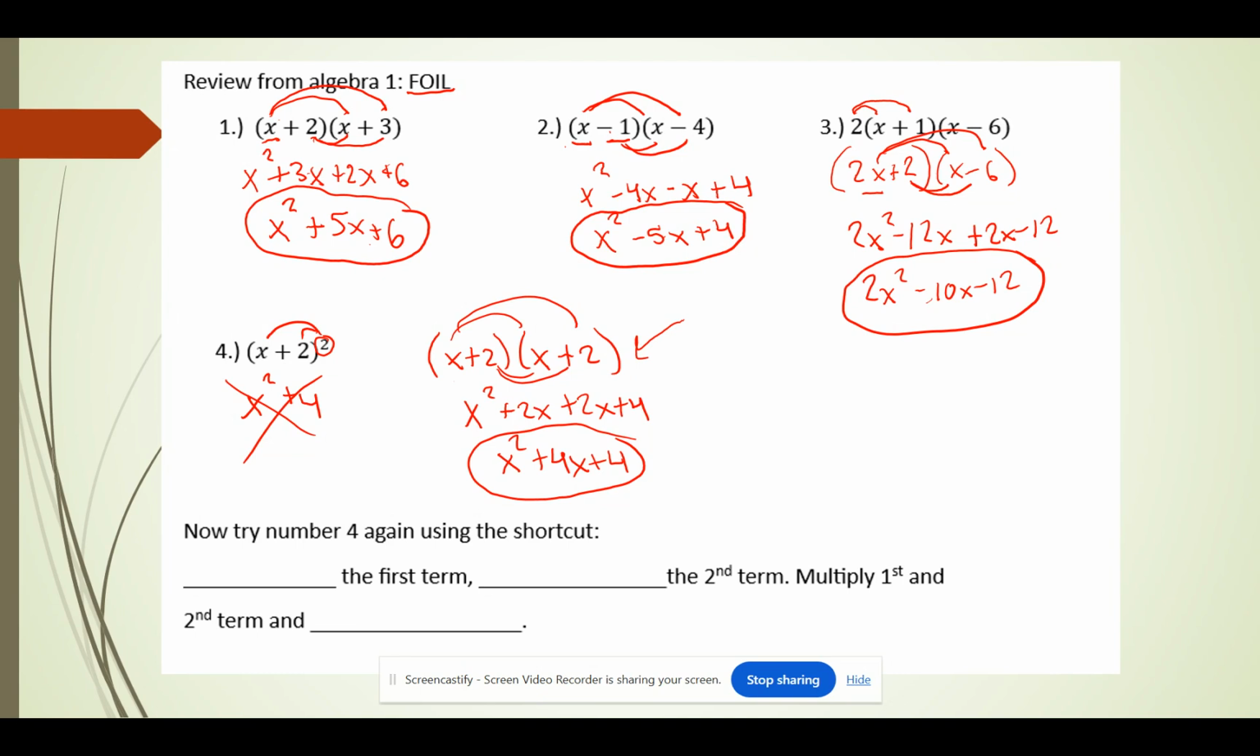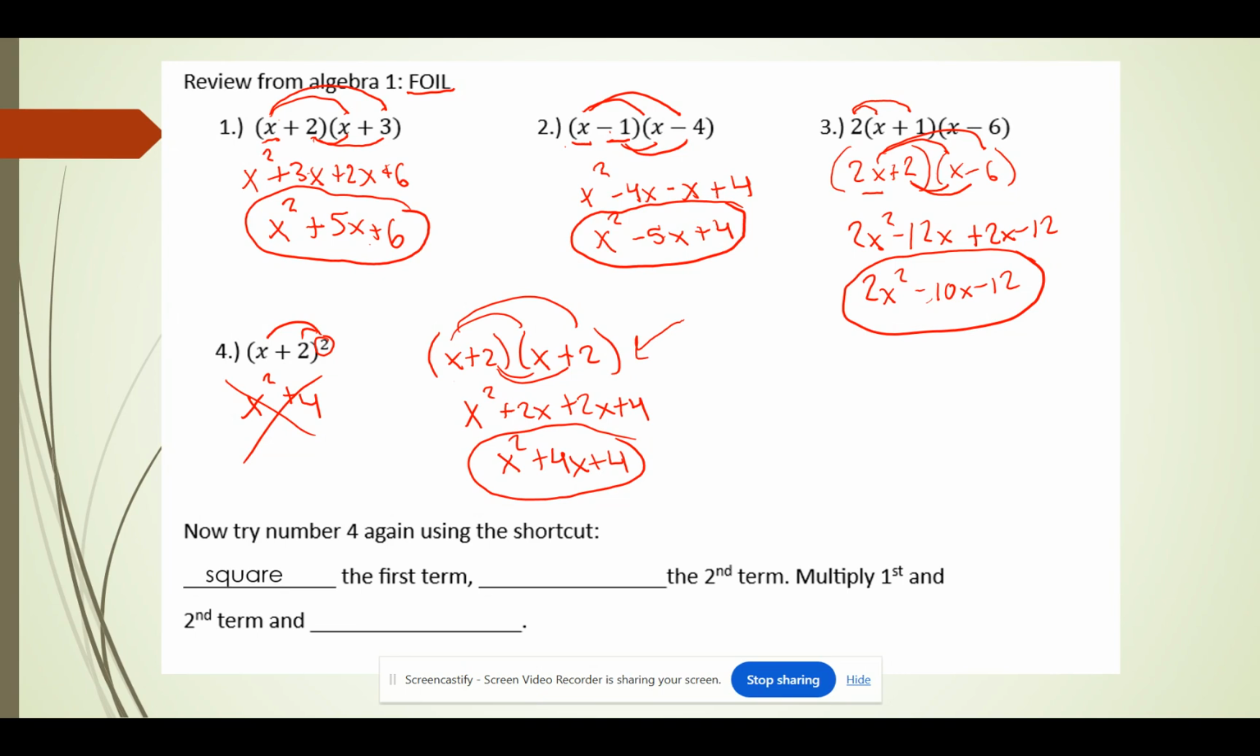Now, there is a way to shortcut writing it out twice because I get it. That's annoying to have to write all that. So there is a shortcut method that I'm going to show you here. It's going to come in handy for when we do quadratics in standard form.